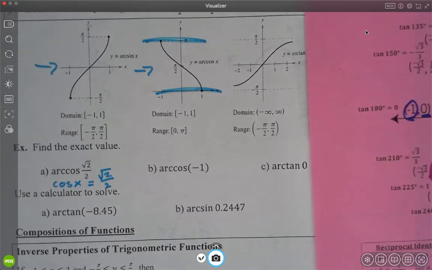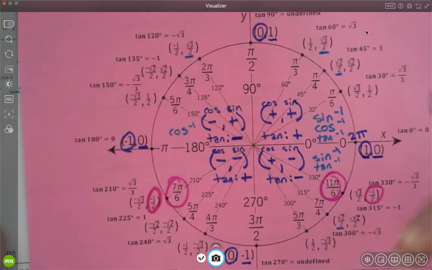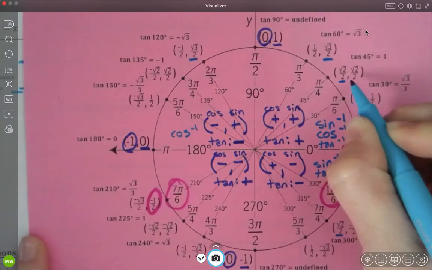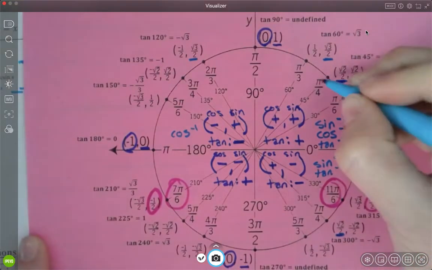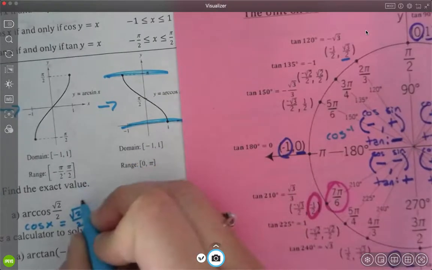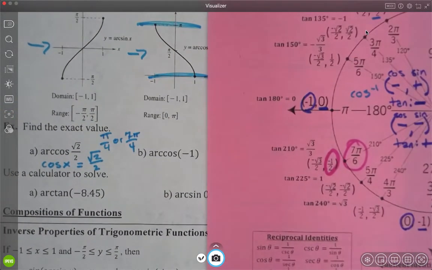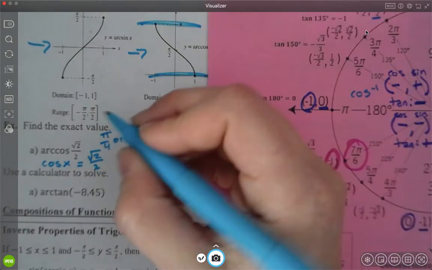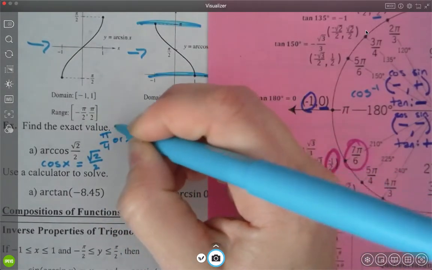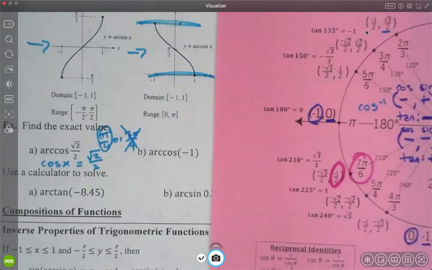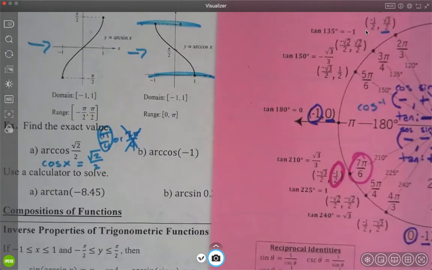All right. Are we ready? So we are looking for a cosine, or an x coordinate, such that the cosine is the square root of 2 over 2. So square root of 2 over 2 as the cosine is right here and right here. So pi over 4 or 7 pi over 4 are what I'm looking at. Which one is in the domain of cosine? Just pi over 4, and that's it. 7 pi over 4 is not there. So my answer will just be pi over 4.